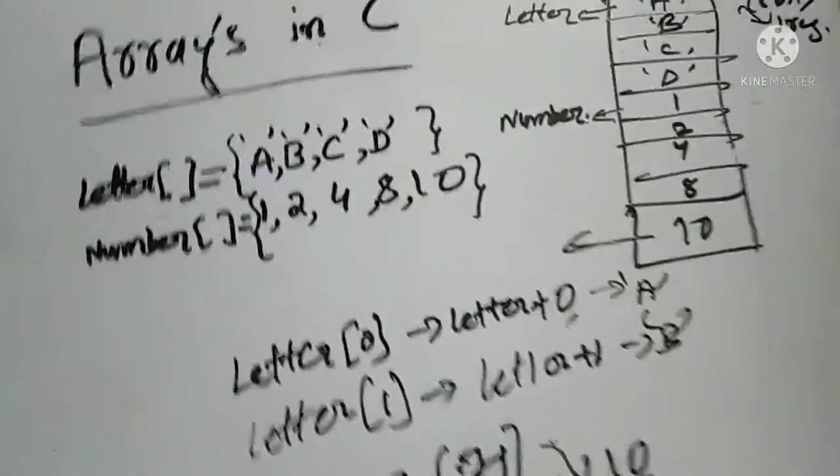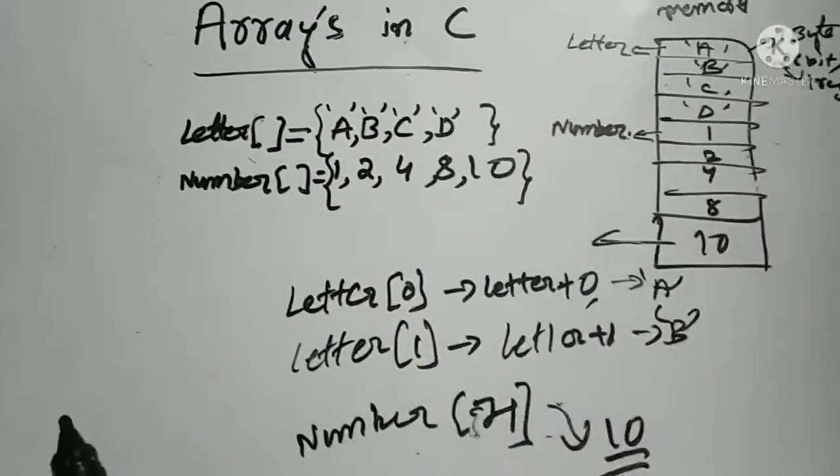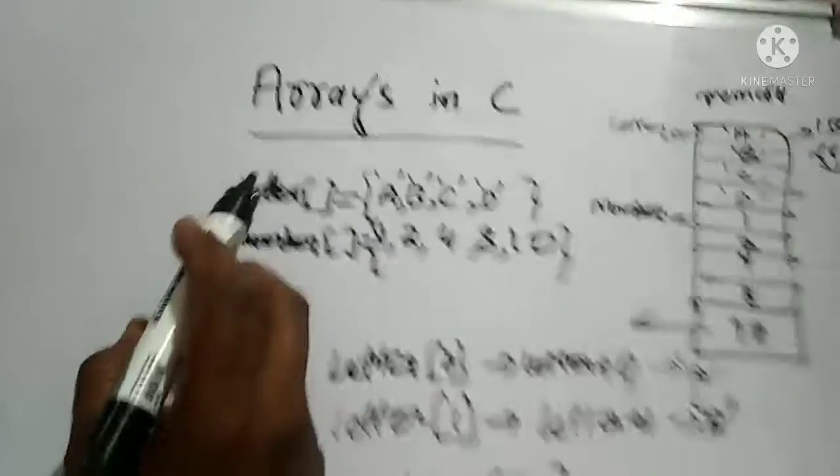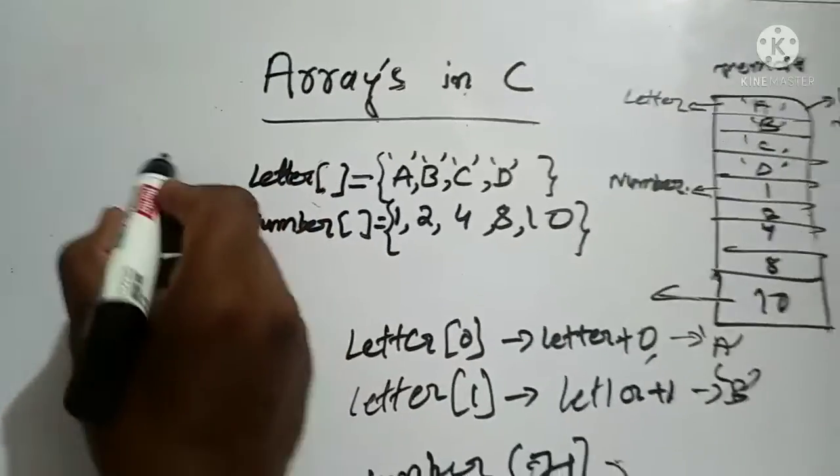Hope you understood. Here an array is nothing but a group of data of similar data type. So these are all of the same data type, called character.